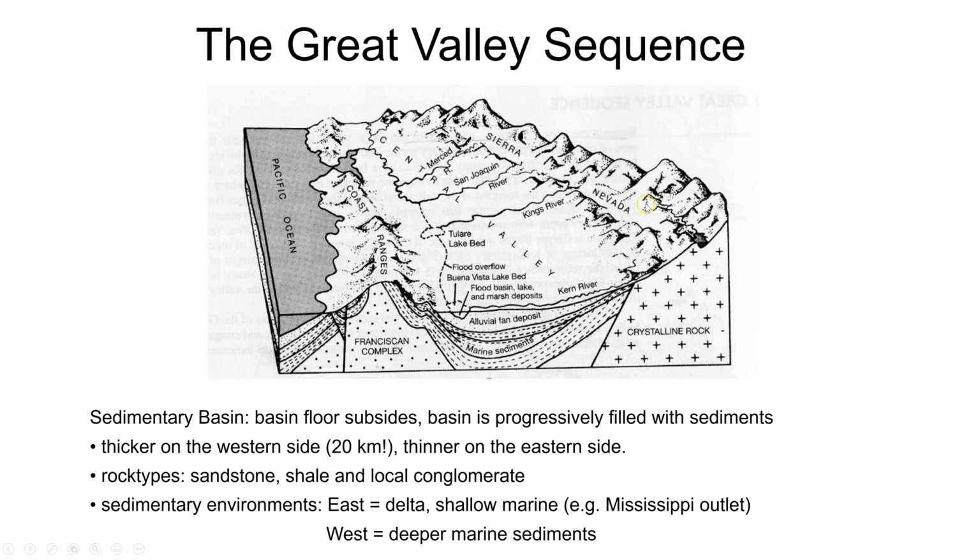So the material in the Great Valley sequence is much thinner on the Sierra Nevada side, the eastern side, than it is on the Coast Range side. The rock types primarily are sandstone, shale, and some local conglomerates. The sedimentary environments, like I've said before, on the east are delta and shallow marine, and on the west, deeper marine sediments.